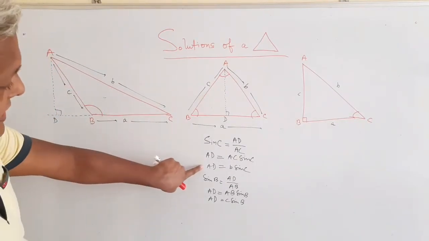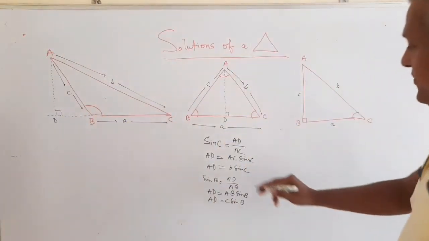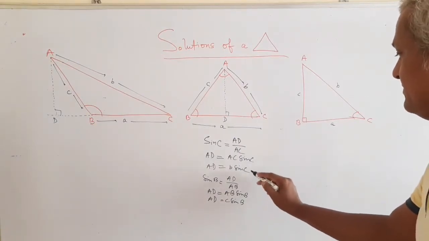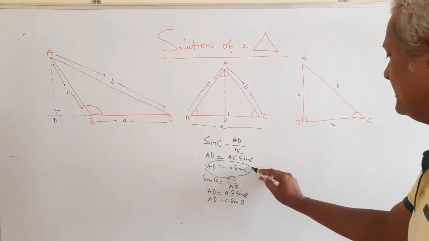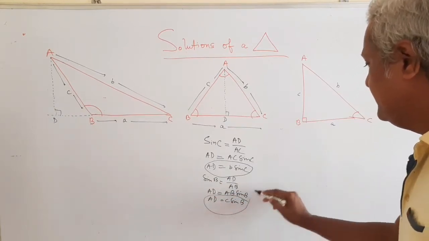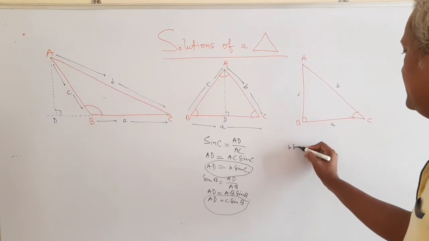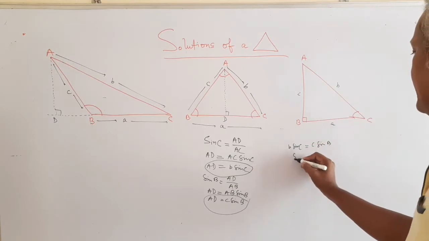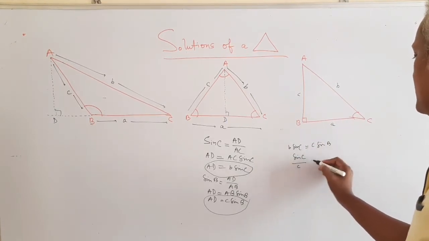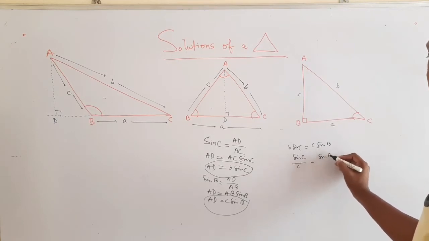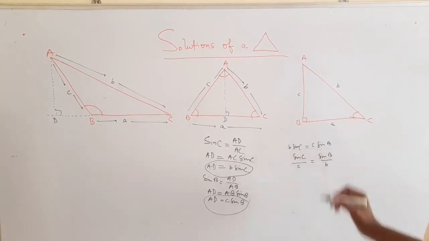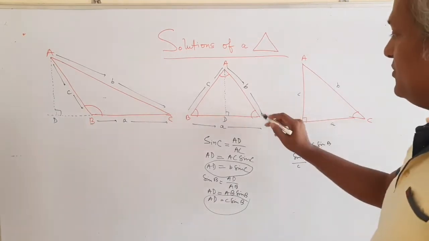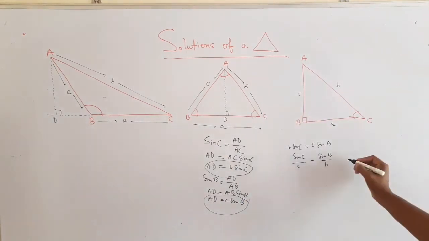Now you see this is also AD and this is also AD. So these two ADs will be the same, therefore we have b sine C equals c sine B. Then we can have sine C over small c is sine B over small b. Similarly, if you drop a perpendicular from here onto this side, you can find one more relation, and on that basis you can find sine A upon a.